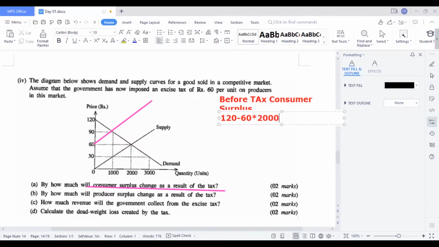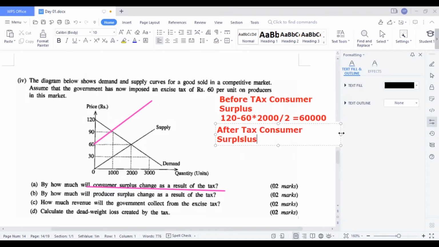So I'll take 2000. And the formula is maximum price minus equilibrium price, into equilibrium quantity, divided by 2. So if I write the formula, 120 minus 60 is 60. 60 into 2000 is 120,000. 120,000 divided by 2 is 60,000. This is the before-tax consumer surplus. Then I move on to the next formula, which is the after-tax consumer surplus, in order to find out how it works.